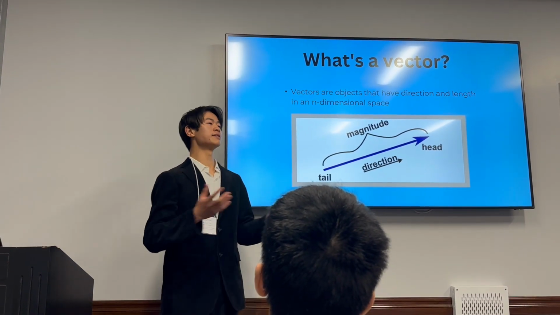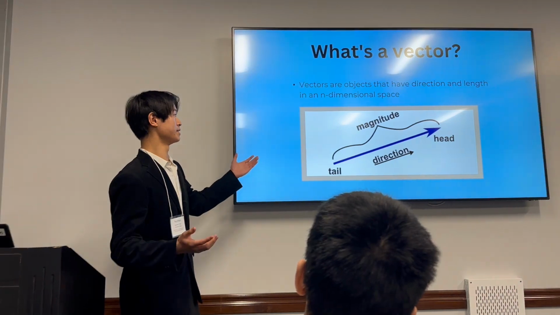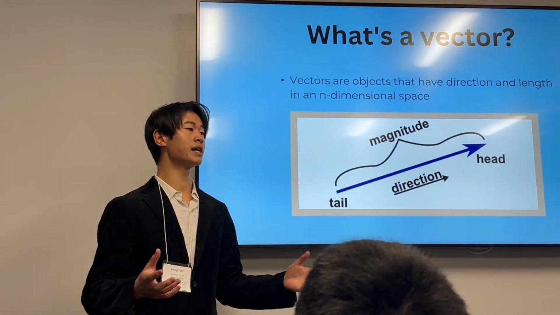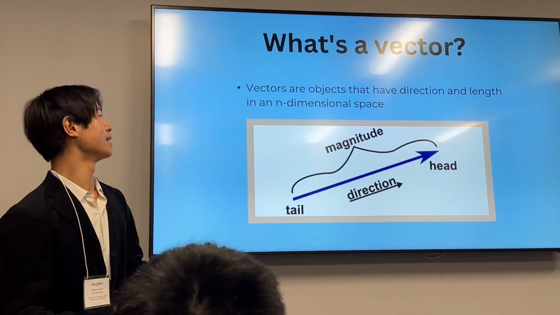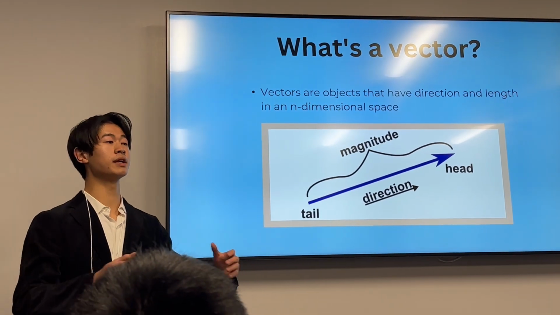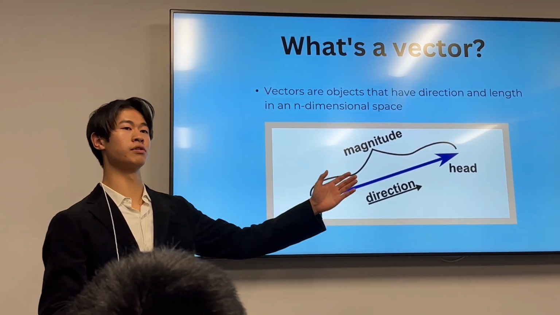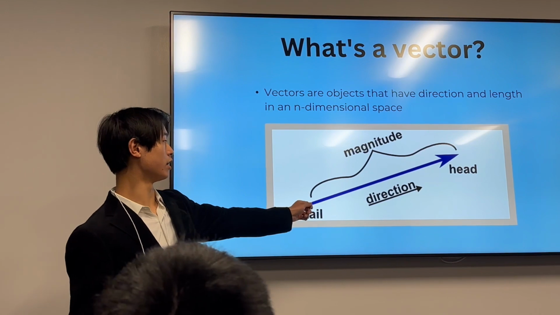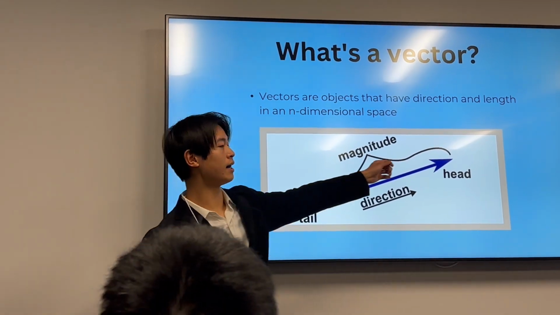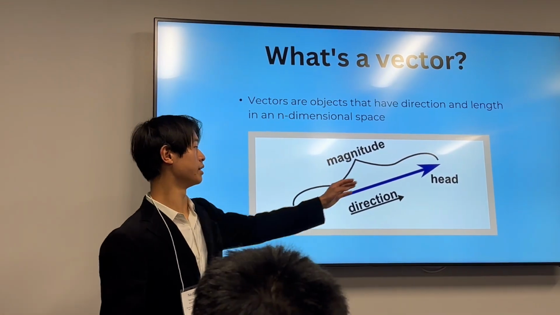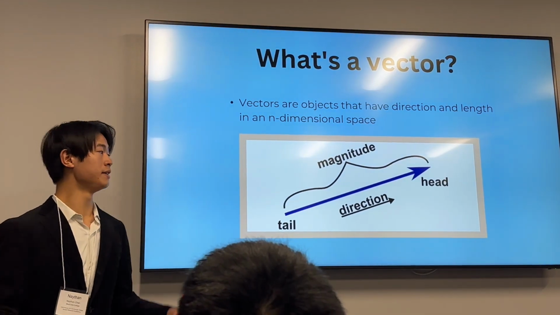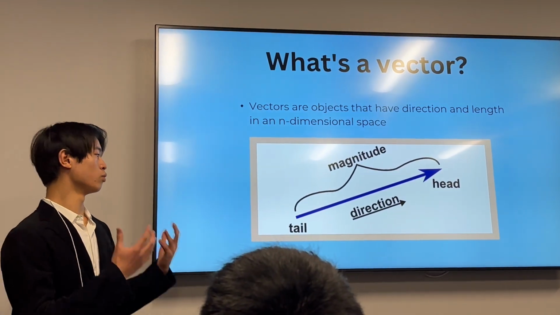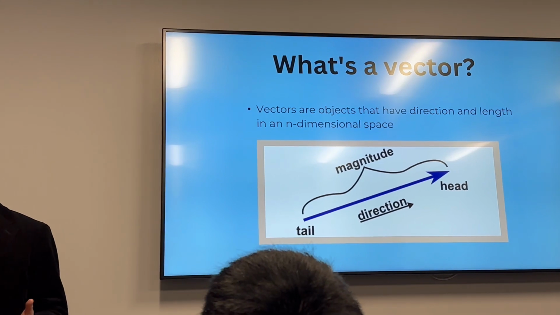So what is a vector? To understand what vectorization is, vectors are simply objects that have a direction and length in an n-dimensional space. You can think of this as an arrow pointing in a certain direction. So we have a tail, which is usually the origin, and a head, where you have the coordinates going towards. And these vectors signify words, and we're going to explore that in a little bit.